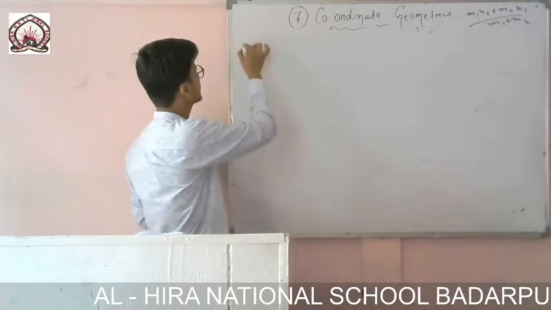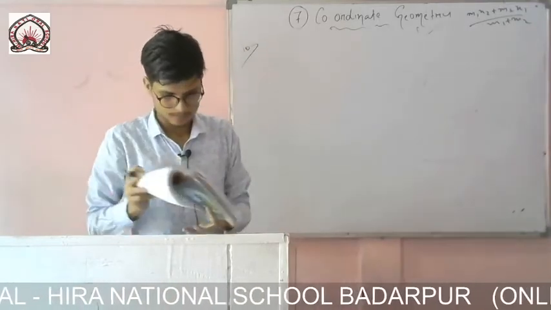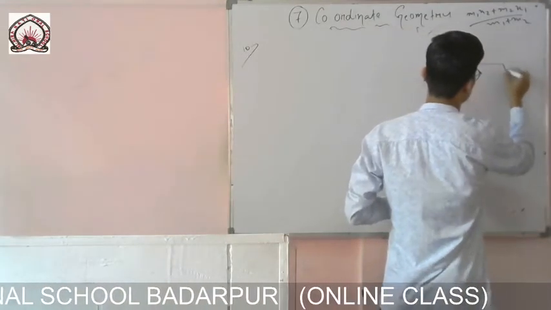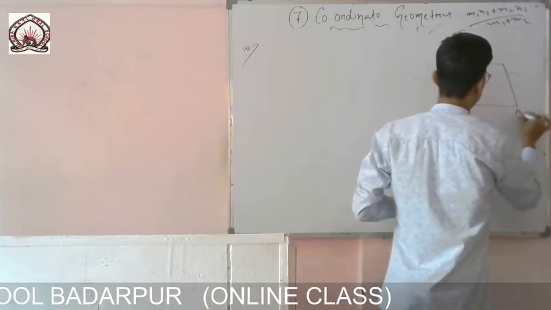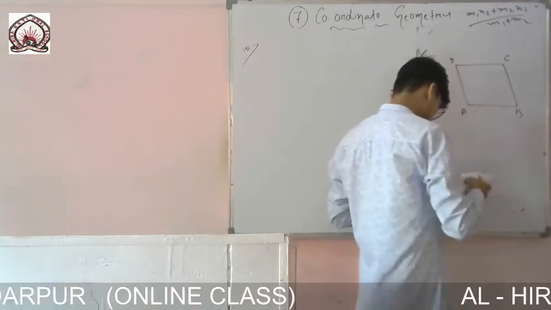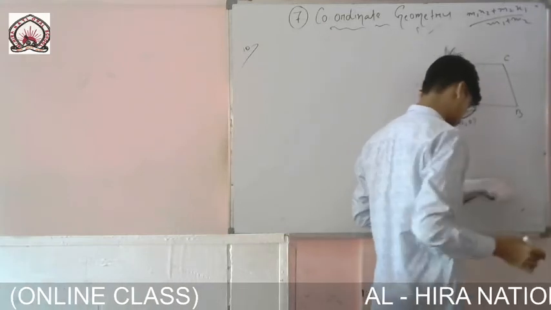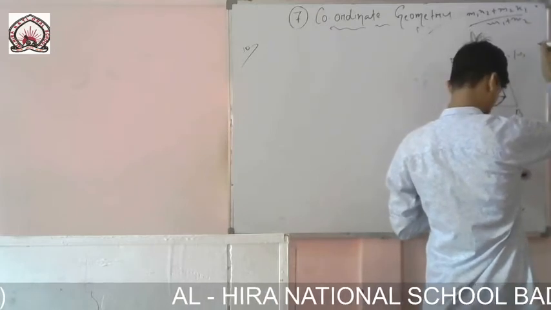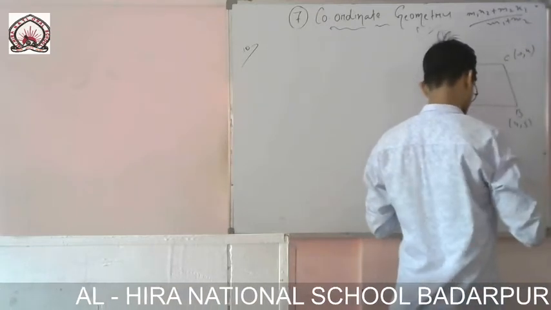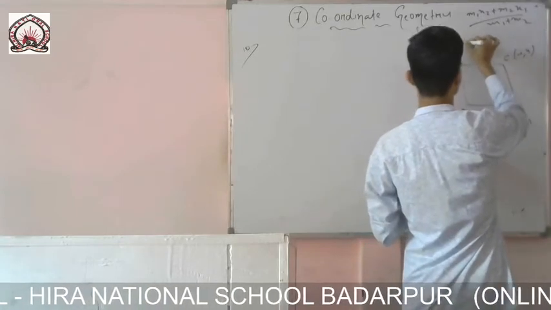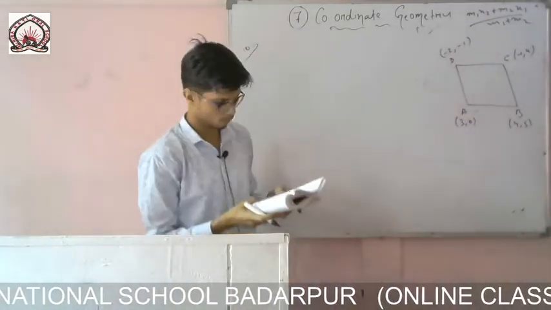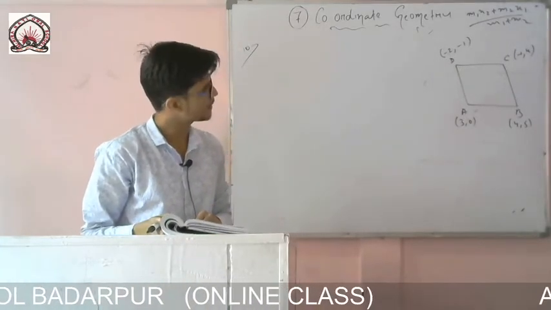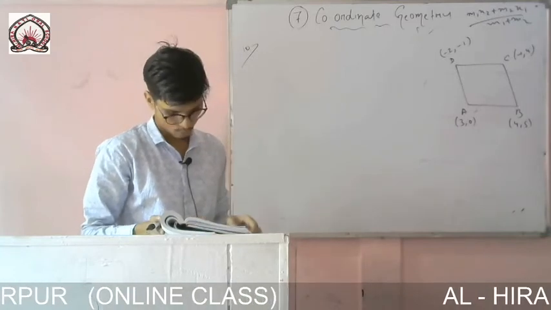So in question number 10, the 4 vertices of a rhombus are given. Let me draw it: A, B, C, D. A is given as (3, 0), B is (4, 5), C is (-1, 4), and D is (-2, -1). So these are the 4 vertices given.